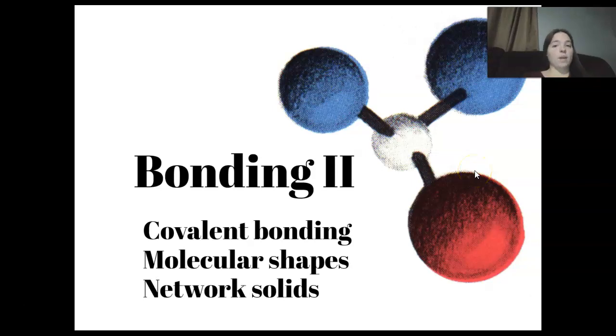All right, so we're looking at bonding 2. This is part 1. We're going to start looking at covalent bonds a little bit more, molecular shapes, network solids. This is kind of going to be a little rehash of one of the POGLs that we did earlier.